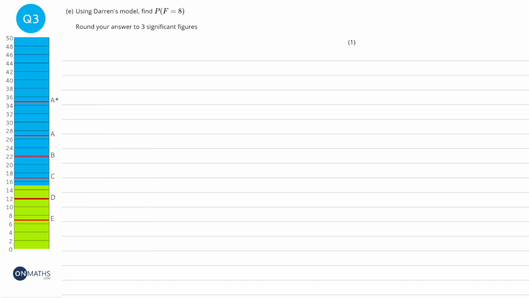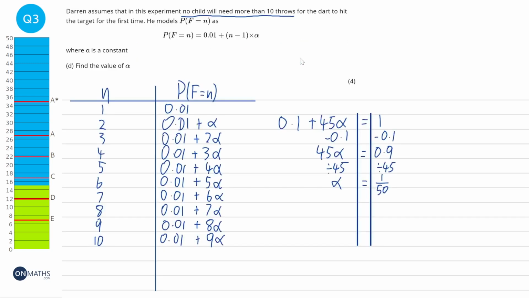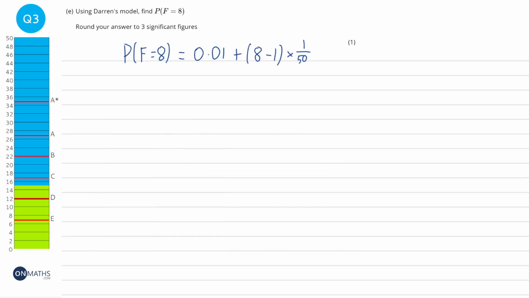So Darren's model is actually pretty straightforward now that we know what alpha is, because it just tells us that for when f equals 8, it's going to be 0.01 plus, and then we're going to do 8 minus the 1, and we know what alpha is, it's going to be 1 over 50. And so we can get all of that information from part D. So when you type that in, you get 0.150 when given to 3 significant figures.